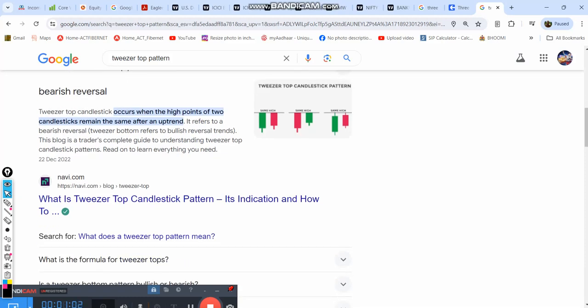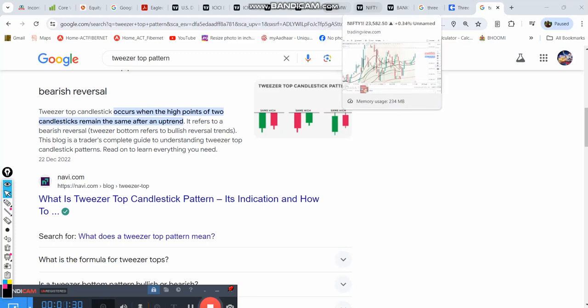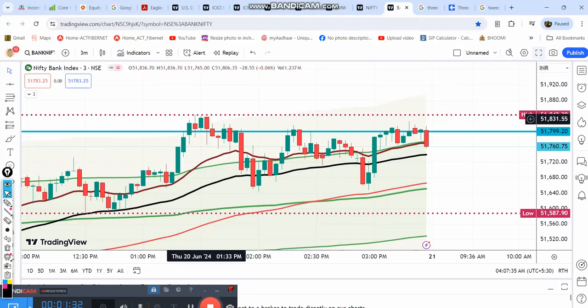So a tweezer top candlestick occurs when the high points of two candlesticks remain the same after an uptrend. It refers to a bearish reversal. Tweezer bottom refers to bullish reversal trends. So here, the high points are nearly the same, actually, in this case.